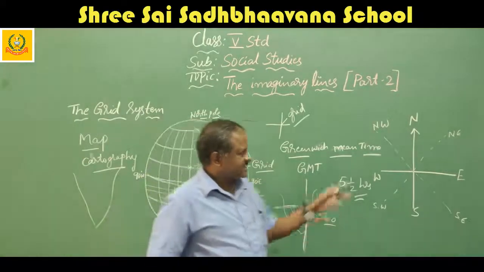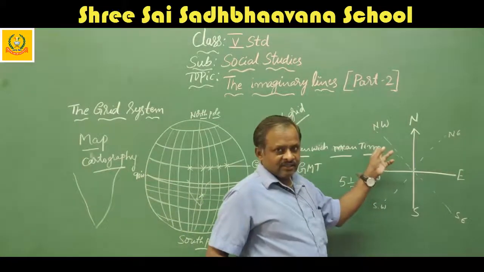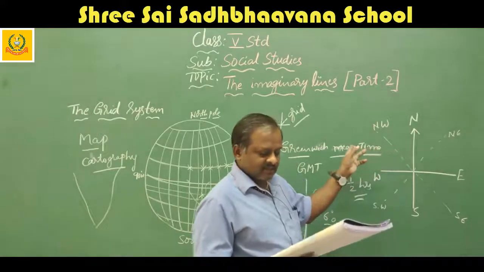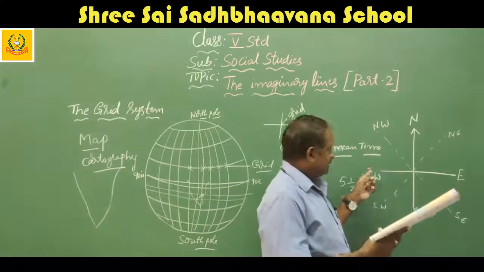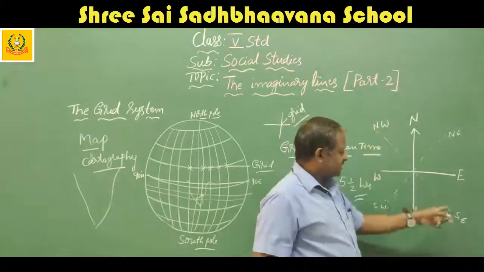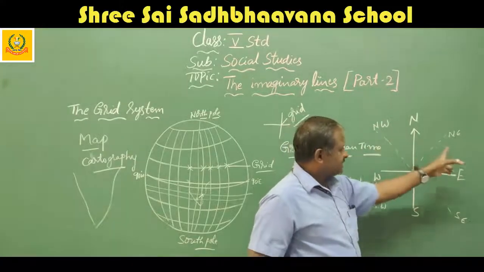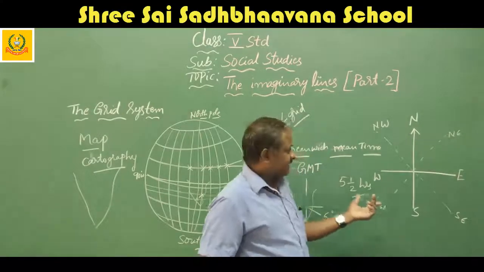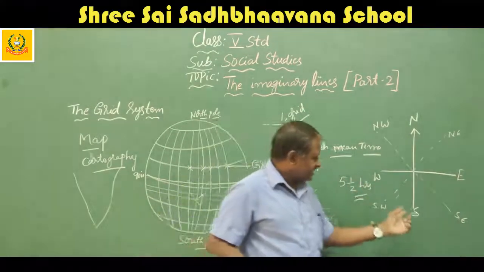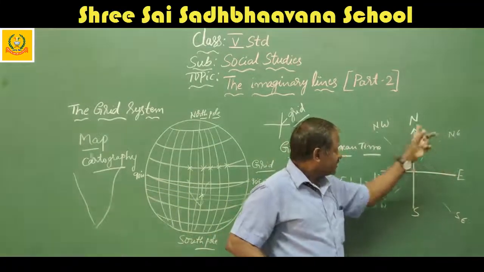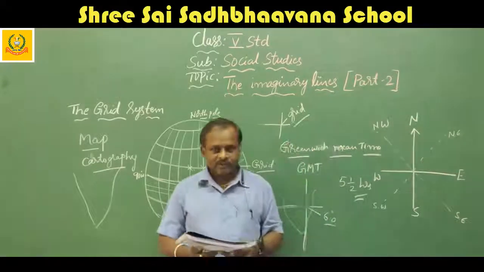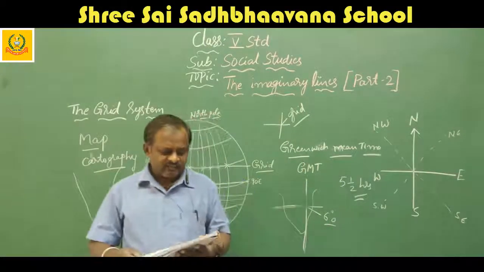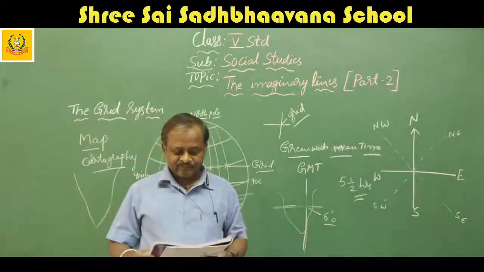Next, these are the sub-directions: northwest, northeast, southeast and southwest. These are the directions in between west and south, south and east, north and west. I hope you understand these directions. Next we will go for scale.